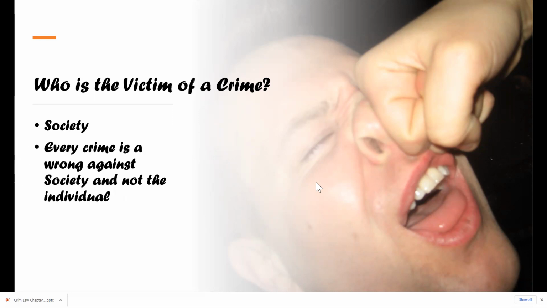Every crime is a wrong against society and not the individual, no matter how personal the crime is. So it's pretty personal if you're receiving a punch in the nose, and you may think that that person's the victim, but society is the victim. And a crime even more personal, maybe a sexual assault crime. As personal as that is, and that can't really be any more personal, the true victim in that crime is society. So crime, the victim is society. And we will see how that differs with tort law or civil wrong.